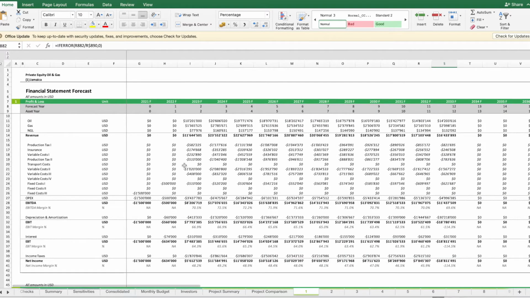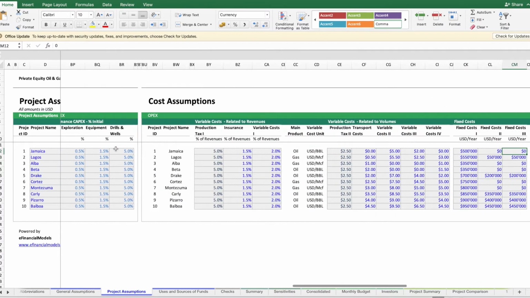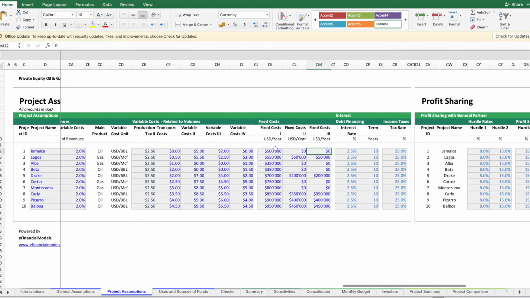Let me make this a bit smaller so we can get the big picture. So here this is the P&L. As you can see, these are the first years where the drilling is going on, and then the cash flow and production is being ramped up. Then it achieves peak production, and then it slowly declines, which is reflected in the revenues. You can then review if all these costs make sense to you. If they don't, simply go back and recalibrate the model by changing the assumptions, costs, or also volume assumptions. Just change them here on the project assumptions sheet.